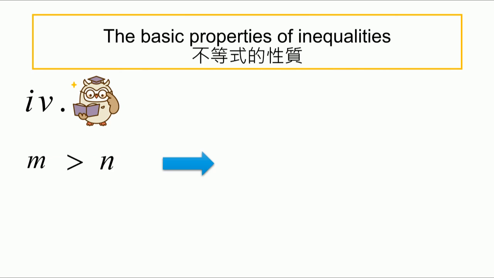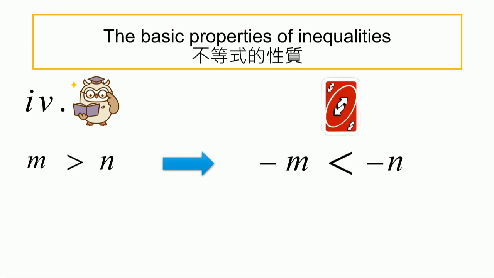Therefore, if m is larger than n, but you multiply both sides by a negative number, then the inequality relation will be reversed. So remember, when multiplying a negative number, the direction of the arrow has to be reversed.